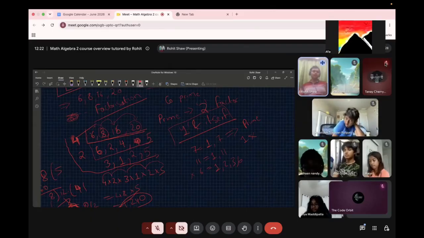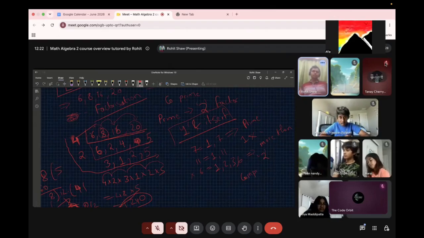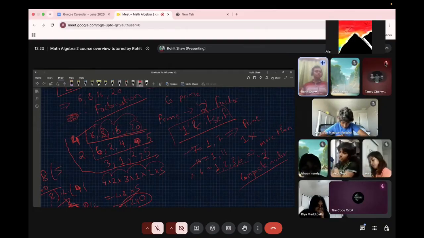And if the factors are more than 2, then those are called composite numbers. Means the factors are more than 2. So all the numbers except prime numbers are composite numbers, except for 1. 1 is neither prime nor composite. Okay. 1 is a unique number.